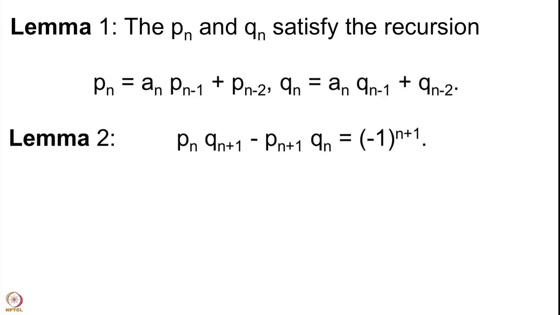There is a second lemma, which says that Pn Qn plus 1 minus Pn plus 1 Qn is plus or minus 1. It cannot be anything other than this. So, this number is always plus or minus 1.